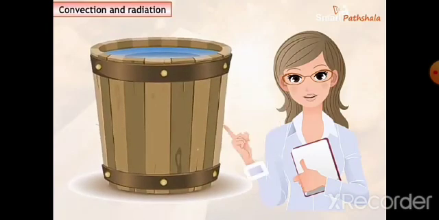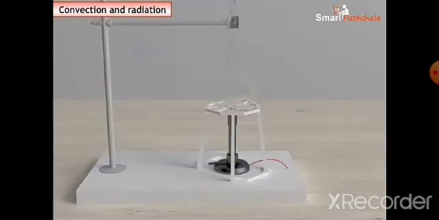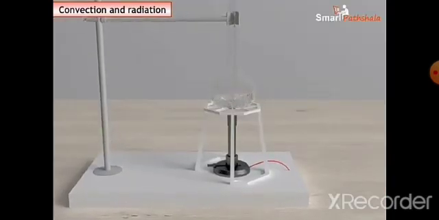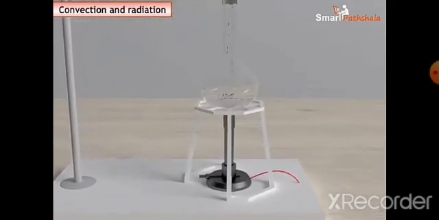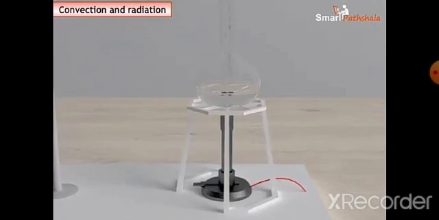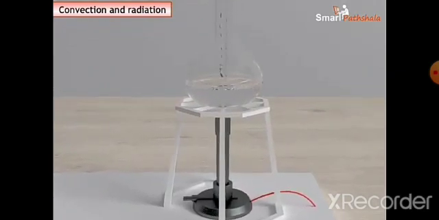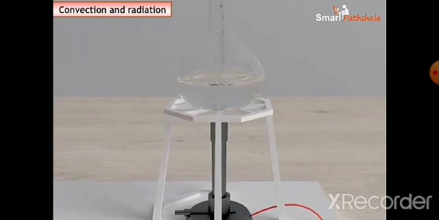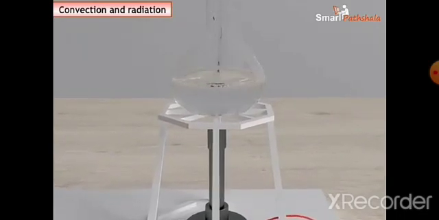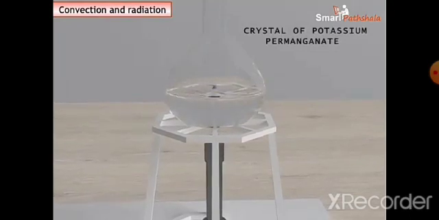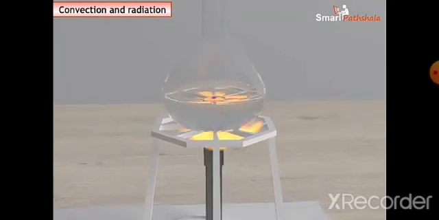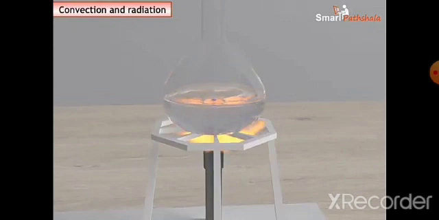First, let us perform an activity to understand the heat transfer in water. Take a round bottom flask. Fill it 2/3 with water. Place it on a stand. Wait till the flask is still. Place a crystal of potassium permanganate at the bottom of the flask gently using a straw. Now, heat the water by placing the candle just below the crystal.